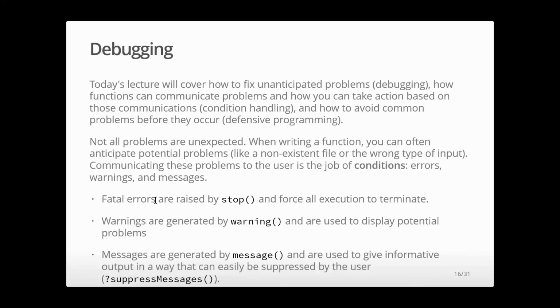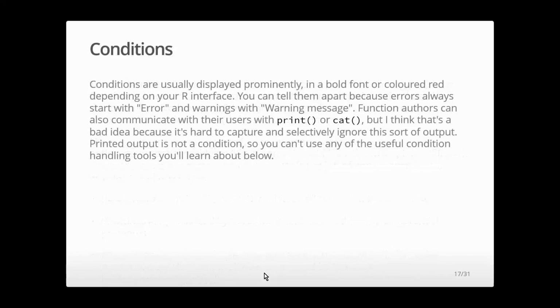You can create errors using stop. Stop will just stop the code, it'll quit, and it'll say error. Warnings will allow the code to continue running, but it will generate these messages. Messages will also appear, and that's just to give information about the output, but you can also suppress messages. If you use error or warnings and they appear in R, they appear in red text.